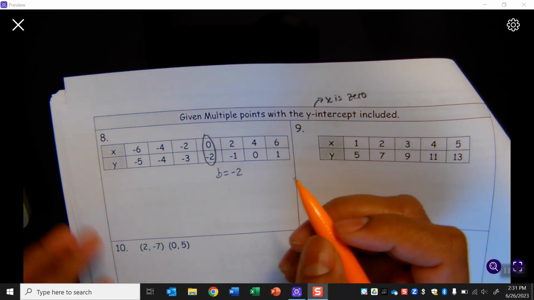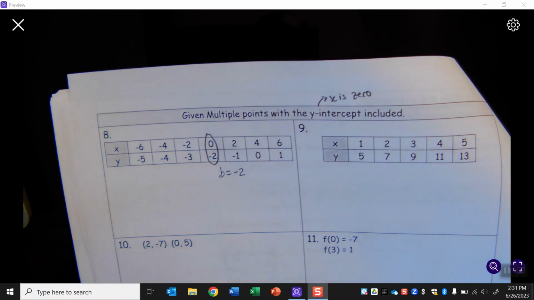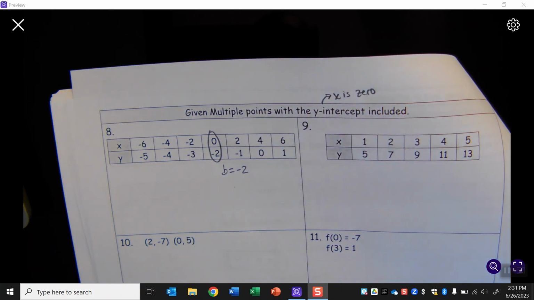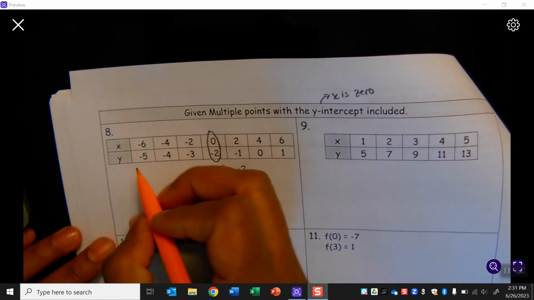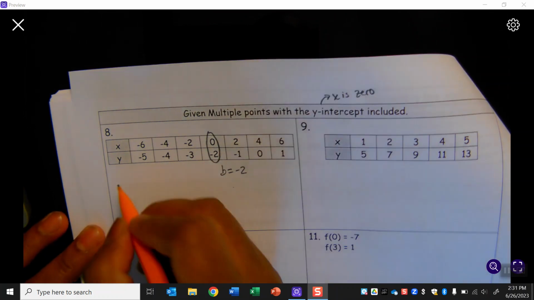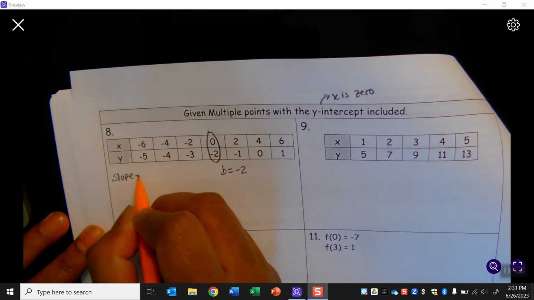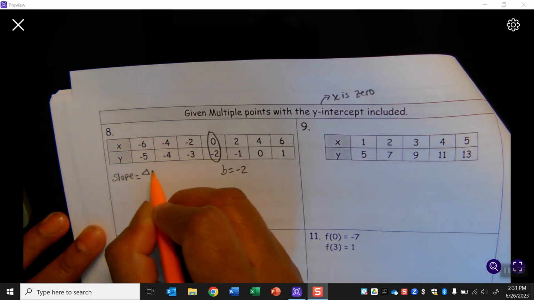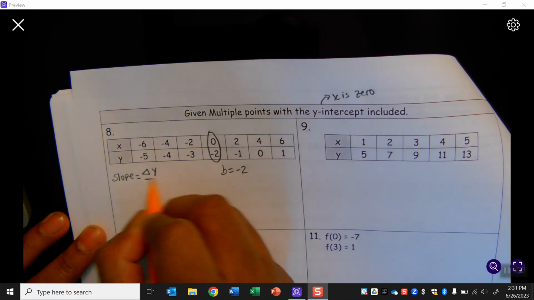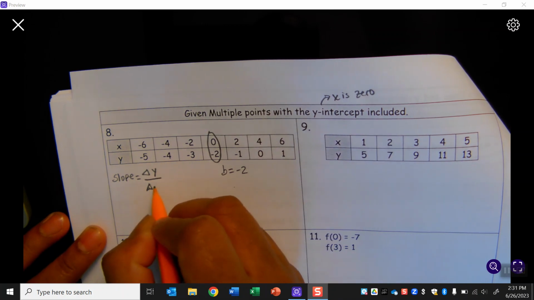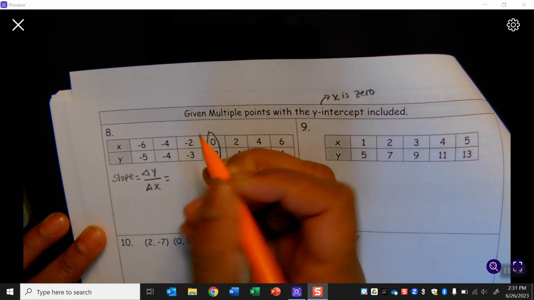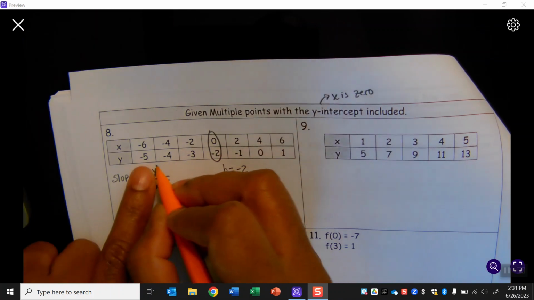Then what do I do about the slope? Well, there's many different ways you can find slope. You can use a slope formula. You can, a bunch of different things. But I like to do this. I like to know that the slope is equal to the change in y divided by the change in x. So what you're going to do is you're going to find the change in y.